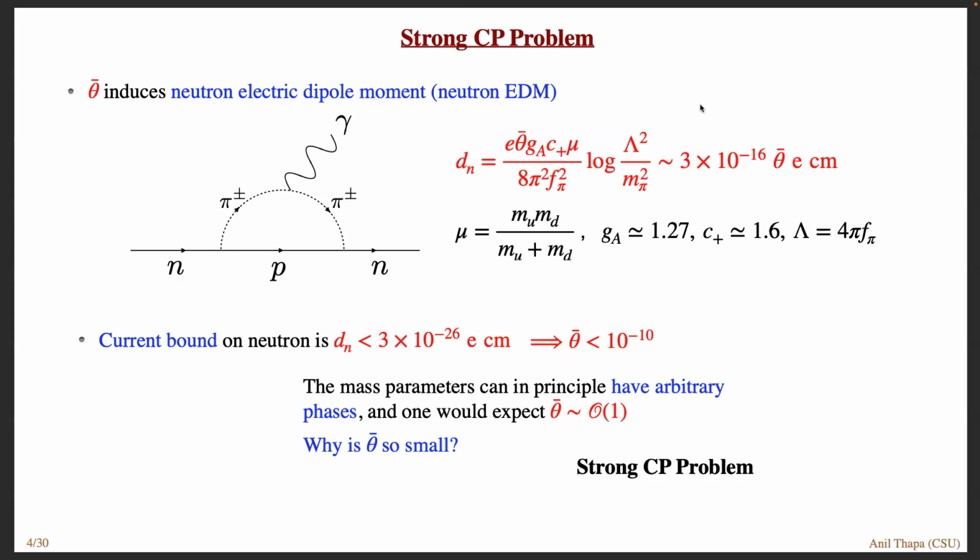Of course, the mass parameters can in principle have arbitrary phases, so this theta bar is expected to be order 1. But experiment tells you that theta bar is less than 10 to the minus 10. So the question is, why is this theta bar so small? This is the so-called strong CP problem. So we're trying to resolve that.